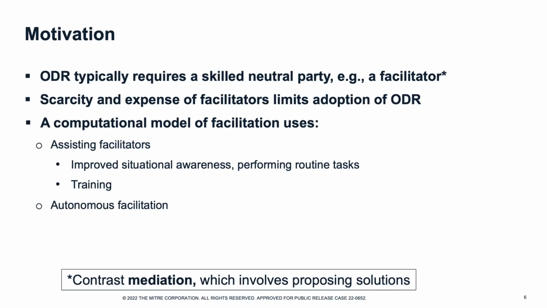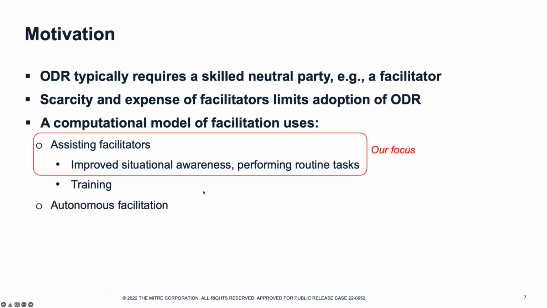So, not surprisingly, there's a scarcity of facilitators, or a scarcity of volunteers, and they're expensive if they're not volunteers. So once again, on the motivational side, if we could model what they do, then such a model could help facilitators by improving their performance of routine tasks, situational awareness, and training. You could imagine also having autonomous facilitation, but the fact is we're not looking at that.